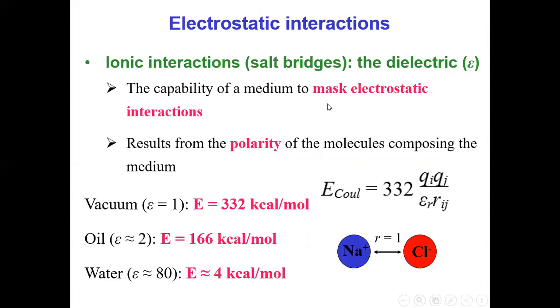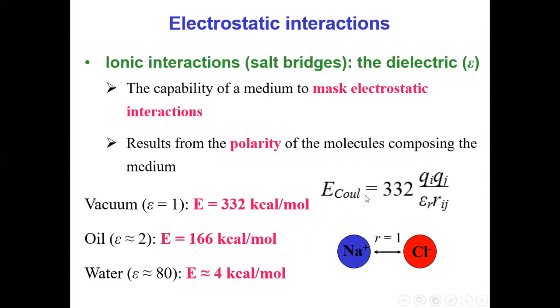We saw earlier that some molecules contain polar bonds, which makes them dipoles, and such molecules are said to be polar molecules. The more polar a molecule is, when it composes a medium, it allows this medium to mask the electrostatic interactions inside it more efficiently. And we can see this in the example here of sodium and chloride. Sodium has a +1 charge, chloride has a -1 charge, and for simplicity, we can consider the distance between them as 1 angstrom.